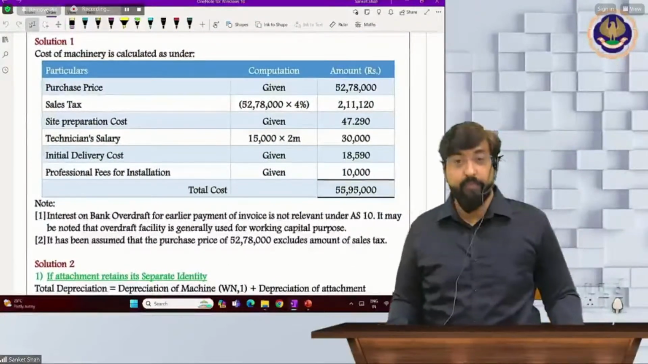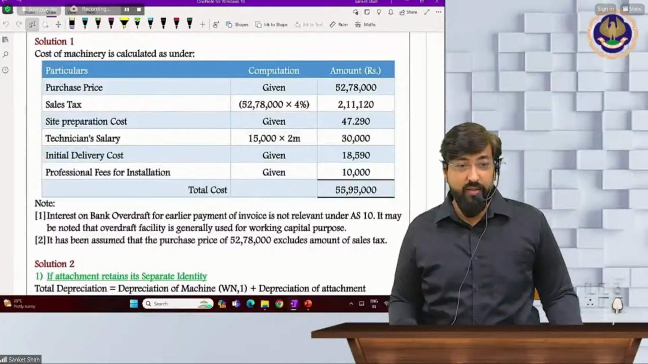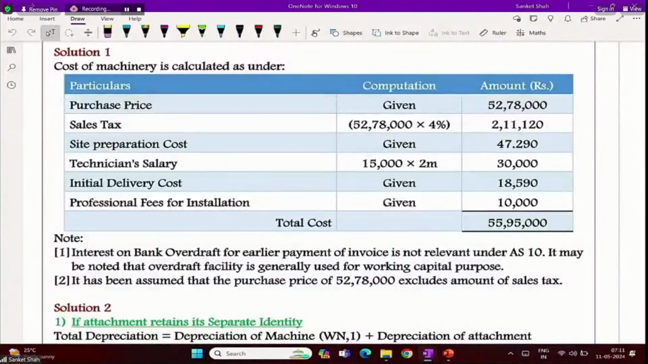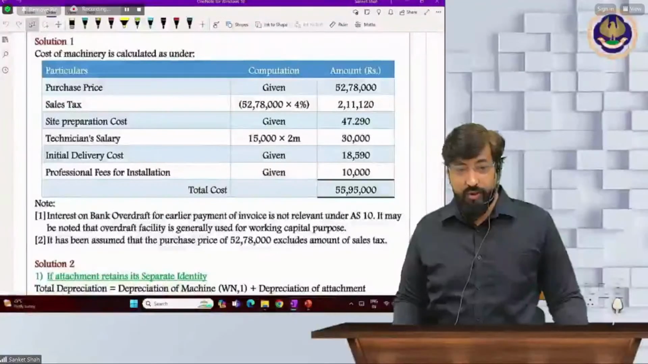Solution 1. You can check the answer. How you are going to write this: purchase price, sales tax, site preparation cost, technician salary, initial delivery cost, professional fees, installation. Note: interest on bank OD for earlier payment of invoice is not relevant under S10. It may be noted that overdraft facilities are generally used for working capital purpose, and it has been assumed that the purchase price is excluding GST, not sales tax. It's a GST.